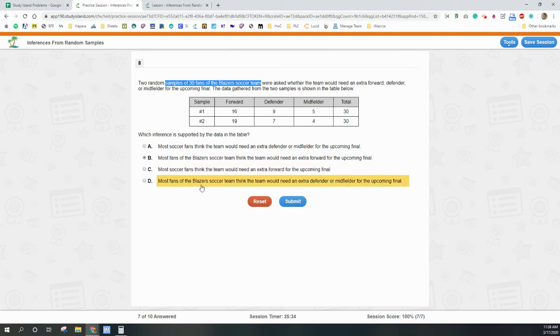D, most fans of the Blazers soccer team think the team would need an extra defender or midfielder, and that is clearly not right because, again, defender or midfielder were less than half of 30. So when I went over A, I probably should have pointed out that it said most soccer fans and didn't specify Blazers soccer fans. So we have no idea what most soccer fans think because we didn't get a sample that represents most soccer fans. We only got samples that represent the Blazers soccer fans. So B is your right answer because Blazers soccer fans think the team would need an extra forward.